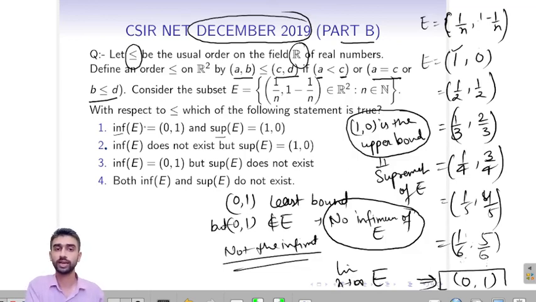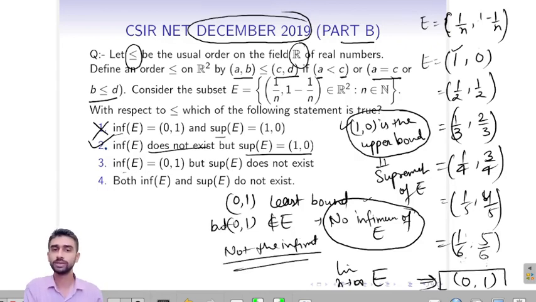Now you know about the supremum and the infimum. So which option is correct? It says infimum of E is (0, 1). No, it is one of the lower bounds, but it is not the infimum. So this option is not correct. Option B says infimum of E does not exist, but supremum of E is (1, 0), which we have discussed. So option 2 is correct. It is a part B question, so you can leave the question here. But let's see the further options for discussion purposes.